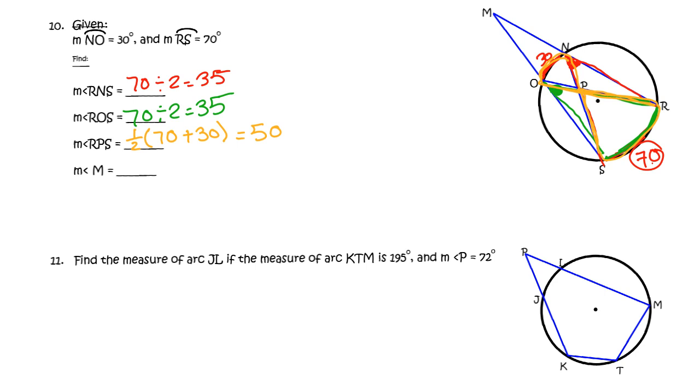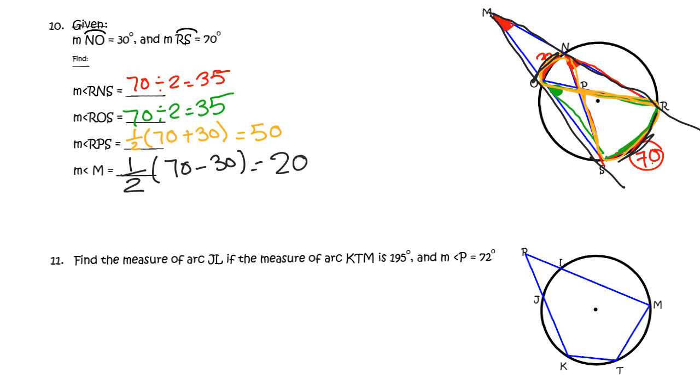Finally, the measure of angle M, which is right there. This is considered an inscribed angle. I'm sorry, an exterior angle. It's not an inscribed angle because the vertex is outside the circle. So it's considered an exterior angle. And if I extend my rays, I can see clearly my two arcs that are linked to that exterior angle. So it would be half of the difference between them, which is 70 minus 30. 70 minus 30 is equal to 40, divided by 2. It's 20. We'll have to admit that this question is definitely easier than the one that we completed for number 9.